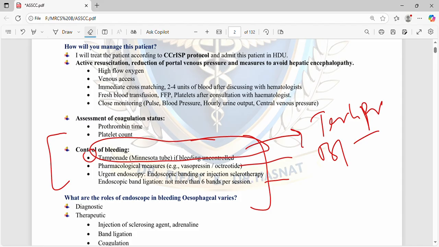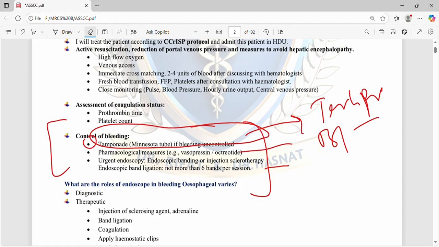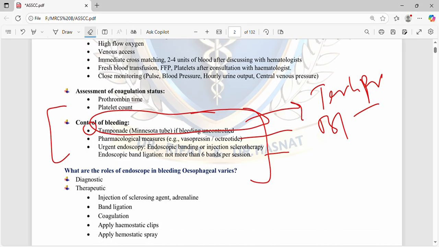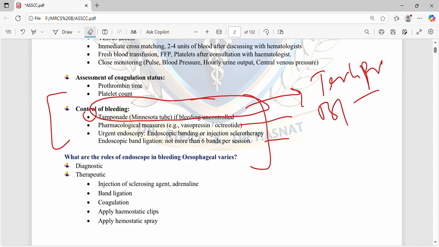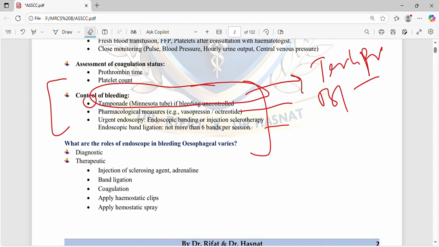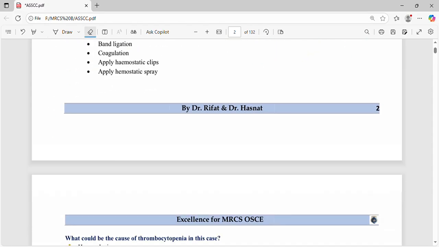So what is the role of endoscopy in bleeding esophageal varices? This is the main weapon for esophageal varices, diagnostic and therapeutic. You can do injection of sclerosing agent and adrenaline to stop the bleeding site. Band ligation can be done, coagulation, apply hemostatic clips, and apply hemostatic spray.